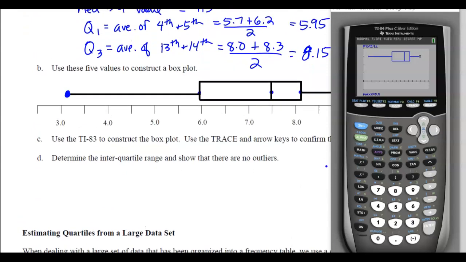All right, so interquartile range will be Q3, which is 8.15, minus Q1, which is 5.95. So that's going to be 2.2.